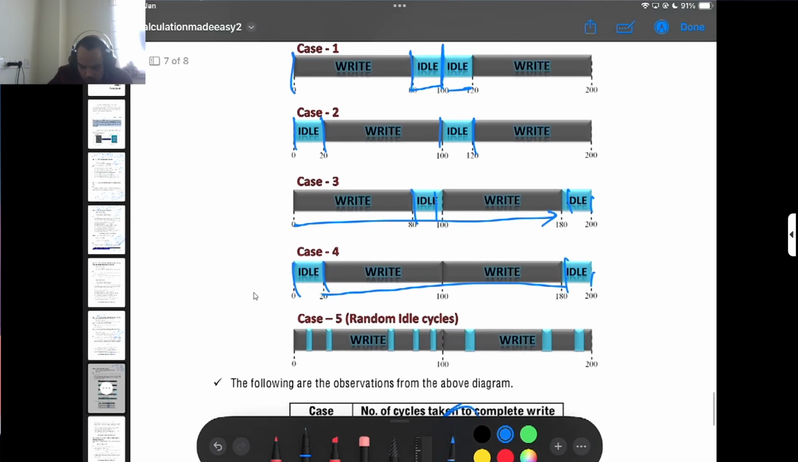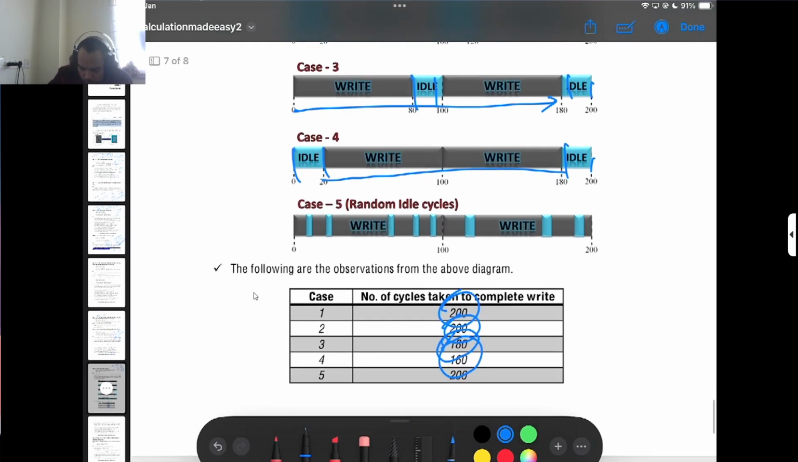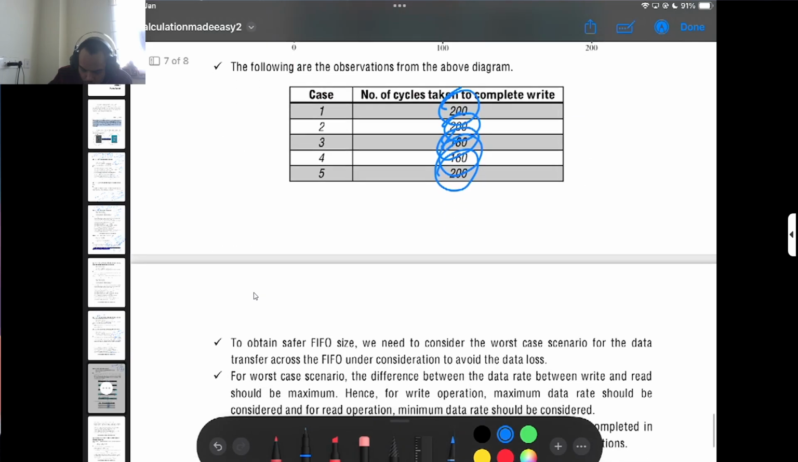For checking purposes, I think they just check the number of cycles it takes to complete, right? And for number 5 it is 200.